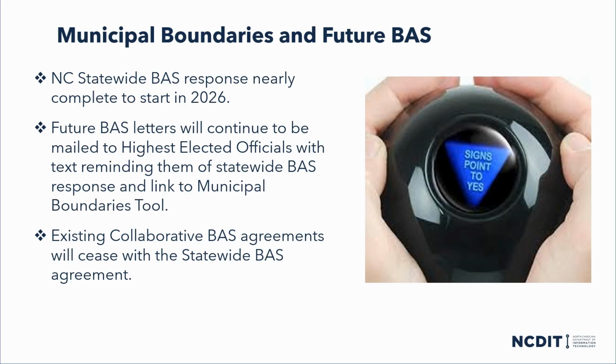So we've talked a bit about this, but what's the future of BAS now? We've got the statewide BAS response nearly complete to start in 2026. We're in the process of doing the test this year. I mentioned letters are still going to go out. That's going to happen unless the Census Bureau changes its way of doing things. They always have to contact the highest electeds, but there will be text there saying, you don't have to respond to this. We have a statewide agreement.